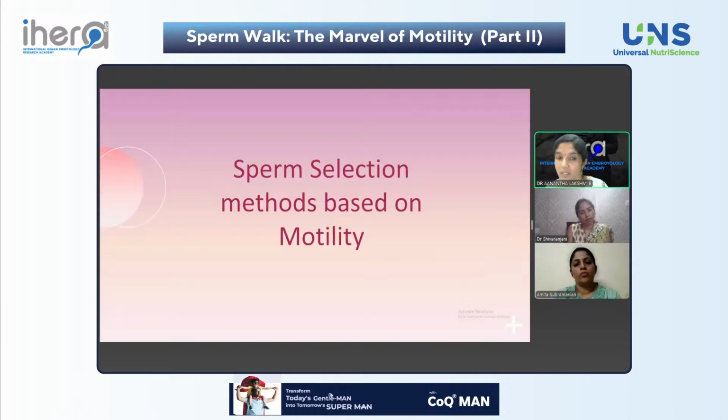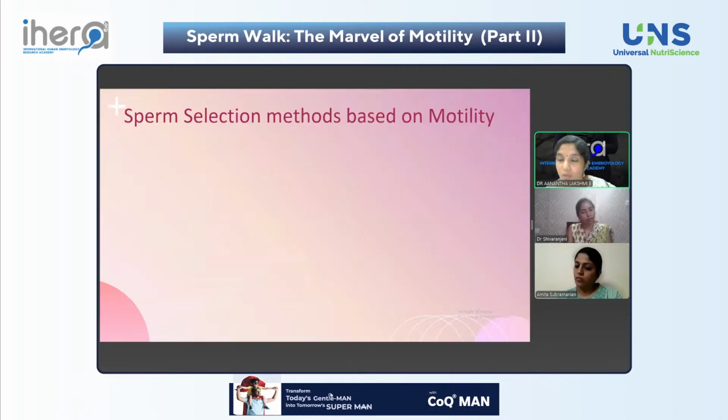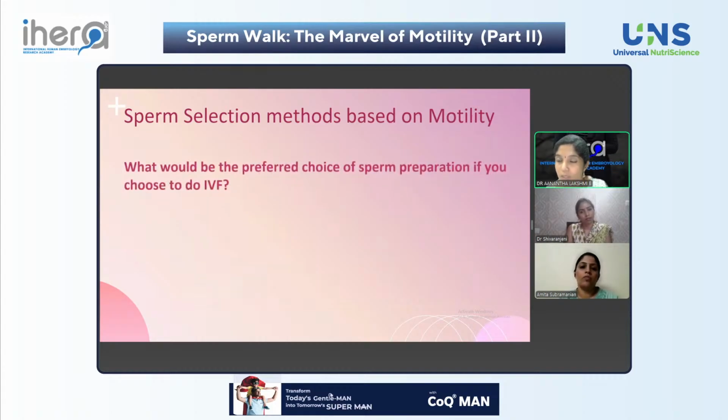So the last session is about sperm selection methods based on motility. What sperm selection method or preparation do you advise for low motility patients? Panelists, every one of you can give your opinion. We'll start with Dr. Shilpa.